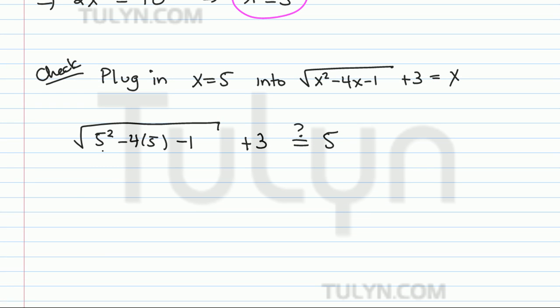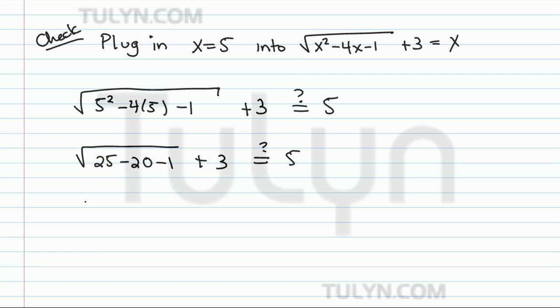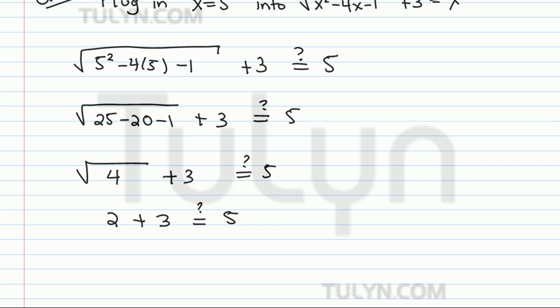So simplifying this further, this becomes the square root of 25 minus 20 minus 1 plus 3. We want to see if that's equal to 5. So 25 minus 20 minus 1 is just 4, plus 3. Square root of 4 is 2, plus 3, and we want to check if that's equal to 5, and 2 plus 3, as it turns out, is 5.